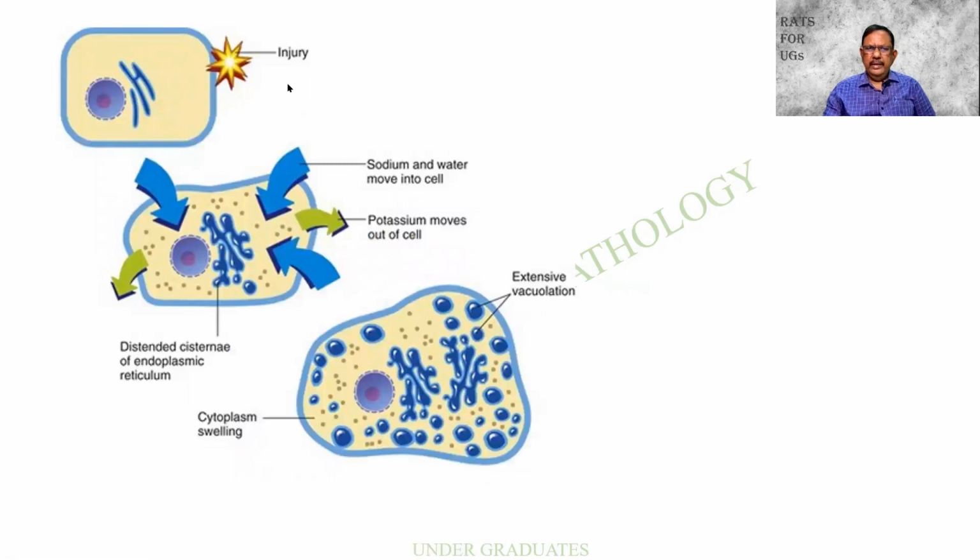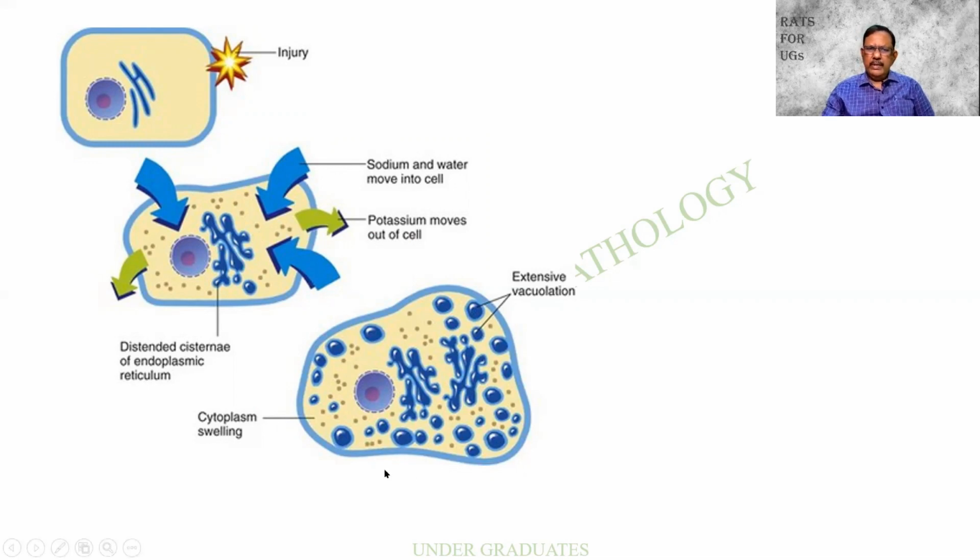So again, there is an injury. It is an imaginary one. It can be anything. And look at the changes. Sodium, water, etc. come inside. This is called influx. Potassium goes outside. This is called efflux. This is a very, very important change in a patient suffering from myocardial infarction, etc. The serum potassium level can save a life or take a life.